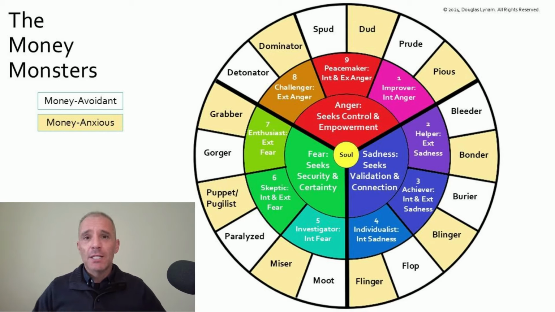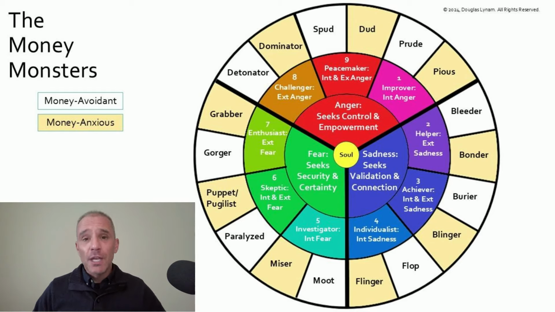Then if we go to the type 9, we've got the spud and the dud. The spud is the couch potato, because 9s hate conflict. The spud is the person who doesn't want to deal with the conflicts that money creates in their lives. They don't want to have the fight with their spouse. They don't want to have to fight with the credit card companies. They don't want to have to fight with their budget. And so over time, they tend to just let those things go, and then their financial situation deteriorates.